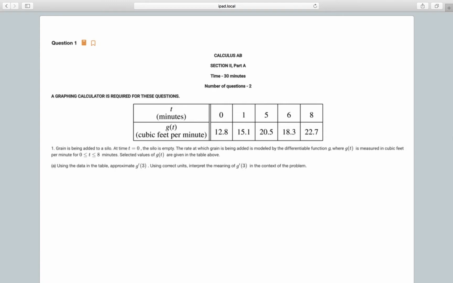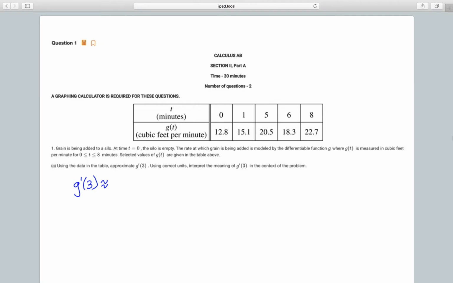Using the data in the table, approximate g prime of 3. Using correct units, interpret the meaning of g prime of 3 in the context of the problem. So we'll say g prime of 3 is approximately equal to, and we're just going to use the closest points to 3 to get an estimate.